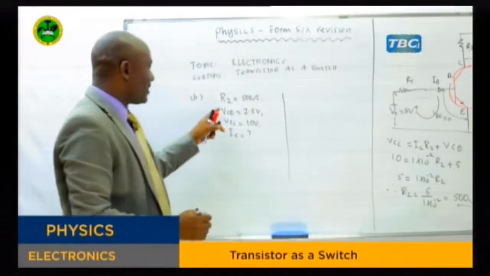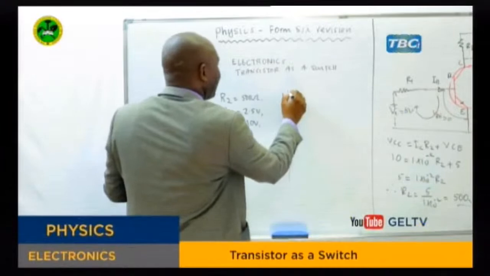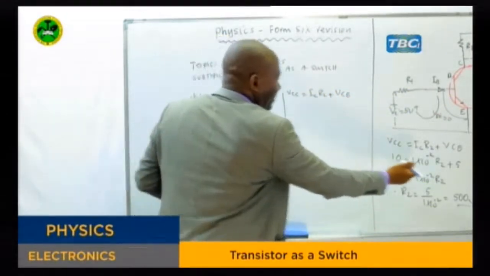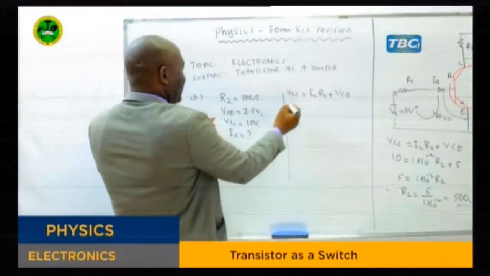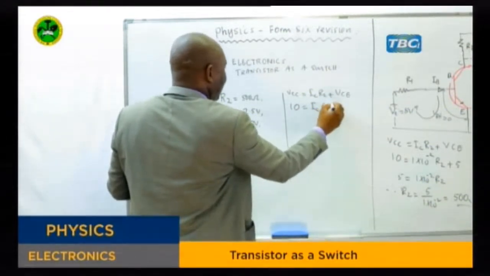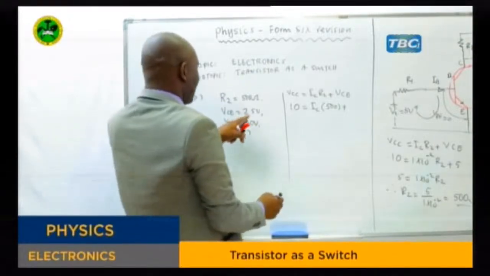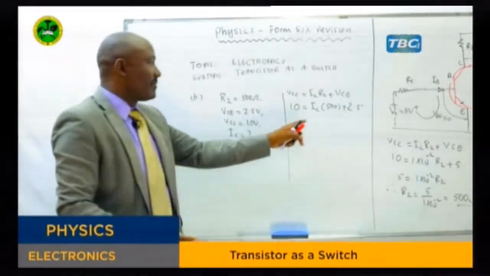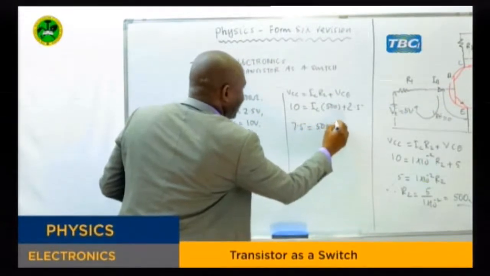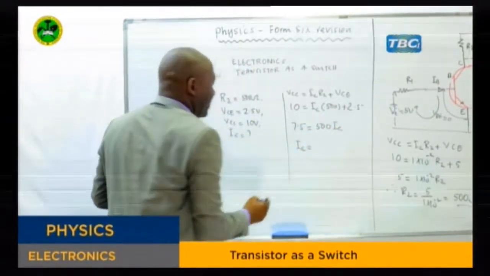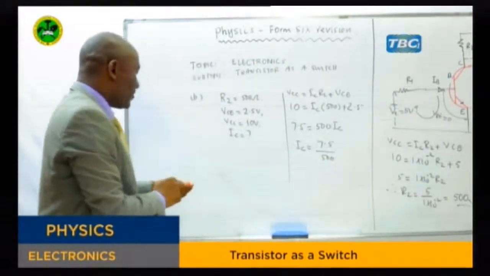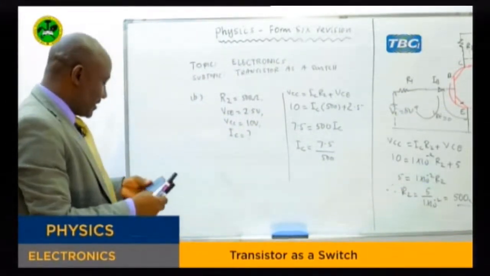So from here, you can see we are talking about the output circuit where you have the supply voltage equals IC times R2 plus VCE, as we derived from here. So you have this will be 10. IC is not given, but R2 is the same as 500, plus VCE is now adjusted to 2.5. 10 minus 2.5, I think you can know that is 7.5, which equals 500 times the IC. Now, this gives us the collector current after changing the value of R1, which gives us 7.5 over 500. Using your calculator, you can find the value of IC.